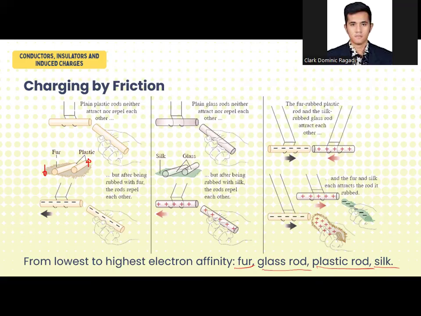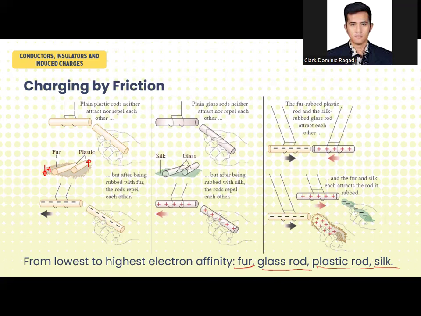So what will happen? The electrons from the fur will transfer to the plastic, making the plastic negatively charged while the fur will become positively charged. So if after rubbing you try to put together the plastic rods, they will actually repel each other. Okay? Same case with the illustration in the middle.